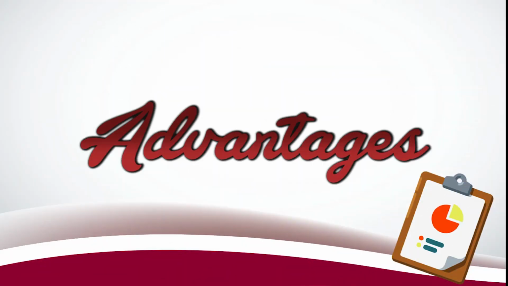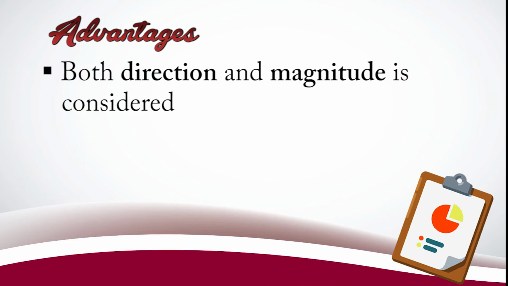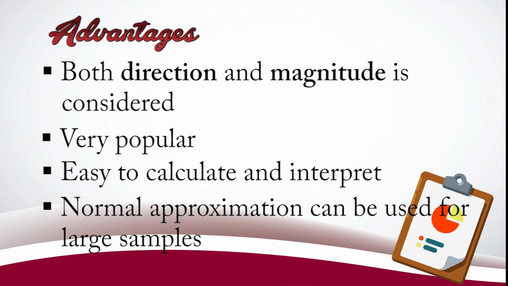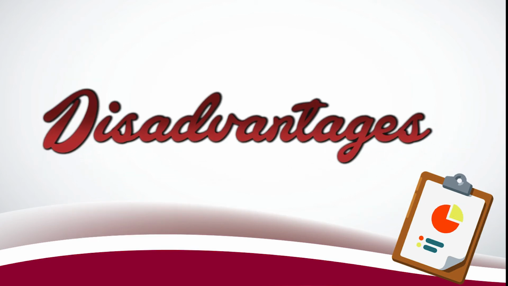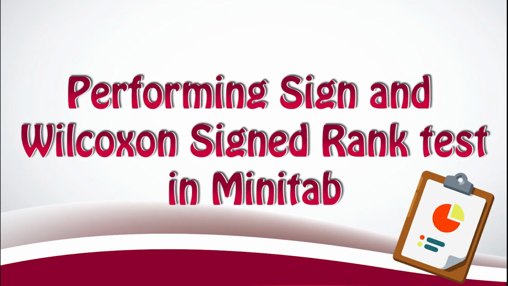If we consider the advantages of the Wilcoxon signed rank test over the sign test, both the direction of the differences and the magnitude are considered for paired data. It is a very popular test to compare two related samples. It is easy to calculate and interpret. For large sample sizes, normal approximation can be used. And if we consider the disadvantages of the Wilcoxon signed rank test, it is that when the pair differences are zero, such observations are ignored.